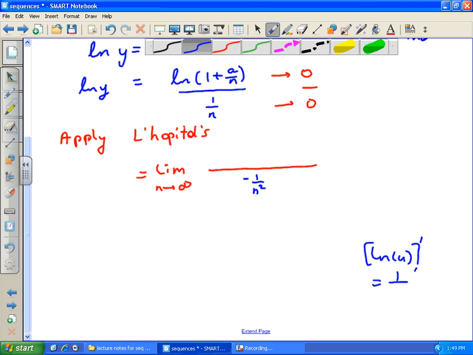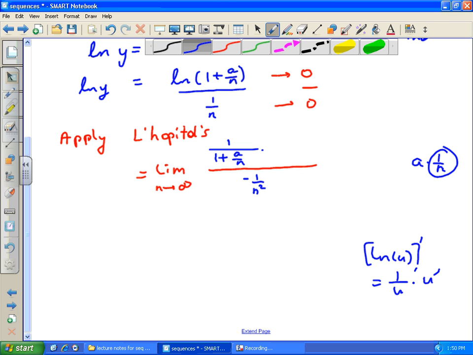1 over u times u prime. Okay. 1 over u will be 1 over the whole quantity. Now I want to know what is u prime. The derivative of 1 is 0. What is the derivative of a over n? Think of it as a times 1 over n. What is the derivative of a times 1 over n? Think of the derivative of 1 over n first of all.